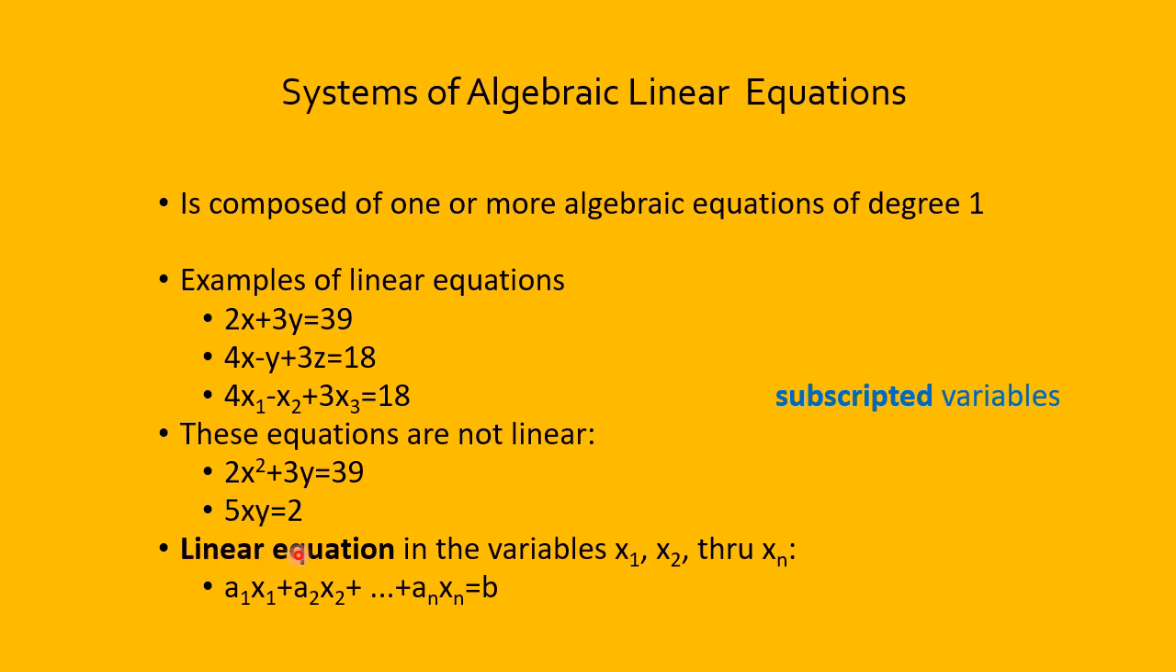So in general, a linear equation in the variables x sub 1, x sub 2 through x sub n can be written this way: a constant a sub 1 times x sub 1 plus a constant a sub 2 times x sub 2 plus on and on to the final term plus a sub n x sub n equals a constant b. This is going to be the general form of a linear equation in n variables, and a system of linear equations would consist of one or more of these linear equations.